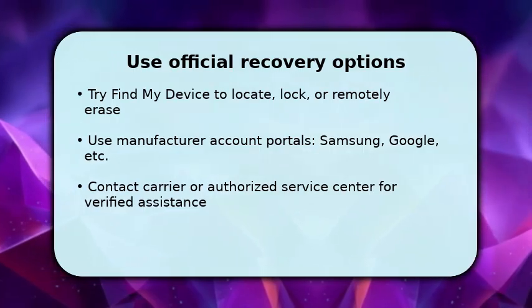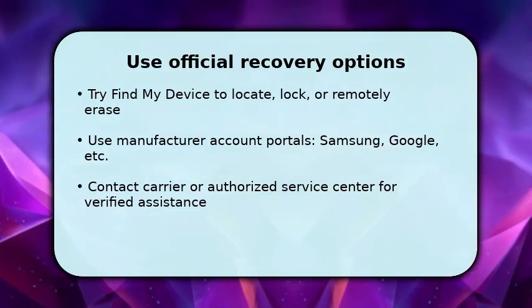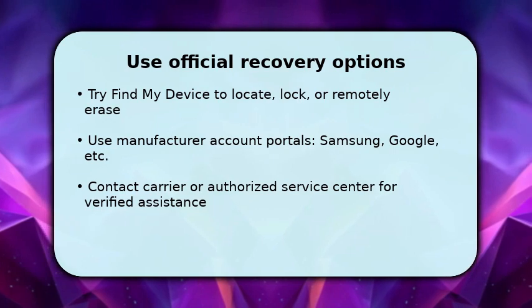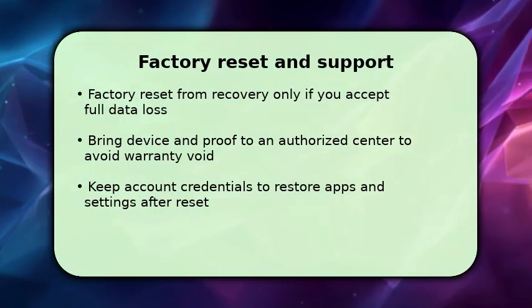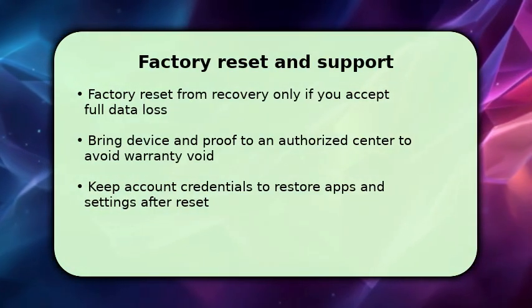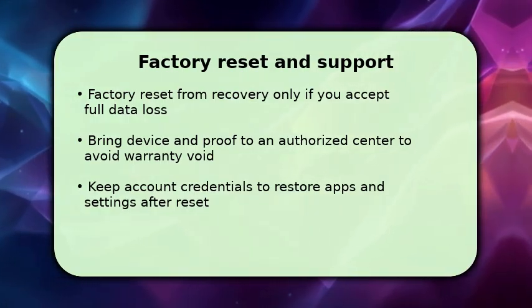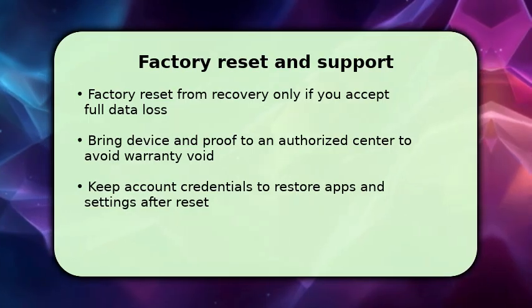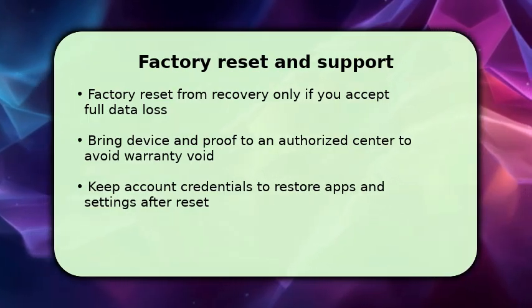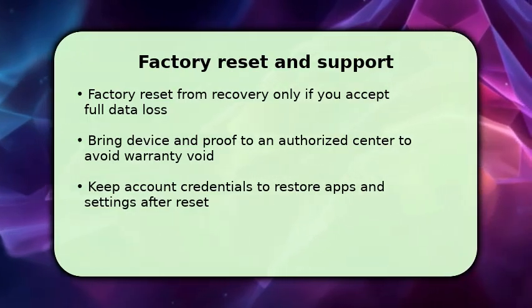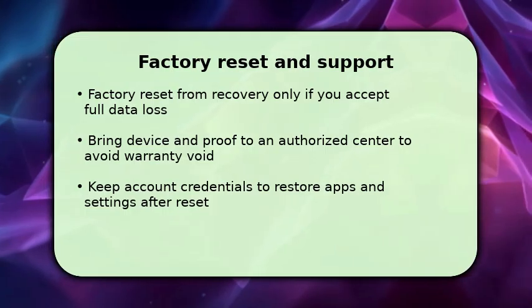lawful reset or repair. If you cannot recover account access and have ownership proof, a factory reset is the last resort because it deletes all data. You do this through the phone's recovery mode or via official remote erase, but only after accepting the loss. Bring the device and documentation to an authorized center to avoid voiding warranty and to get help restoring accounts afterwards.